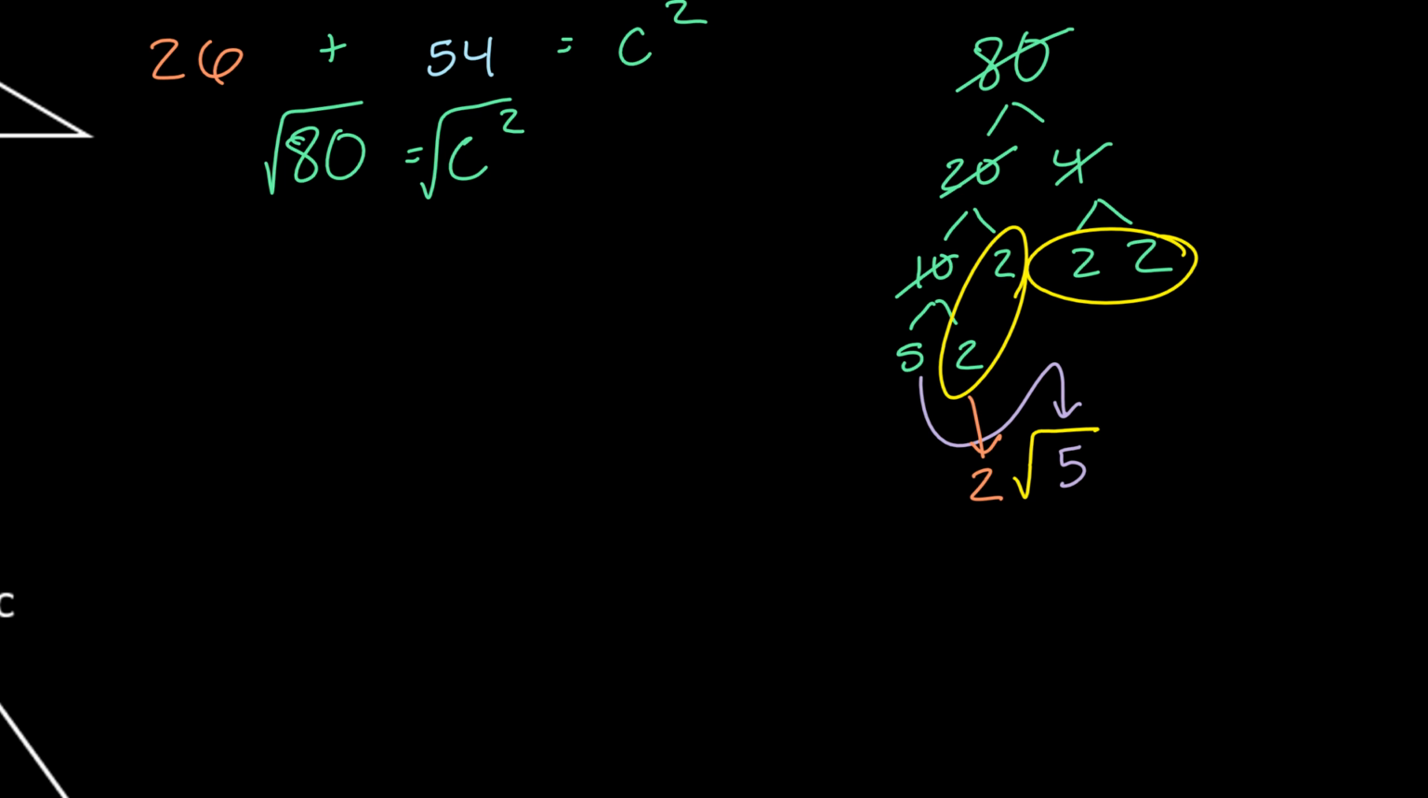You have a pair of 2s, so you write down 2. You have another pair of 2s, so you write down another 2. And because there are 2 things on the outside, you multiply them together. What is 2 times 2? So our answer is 4 square root 5.